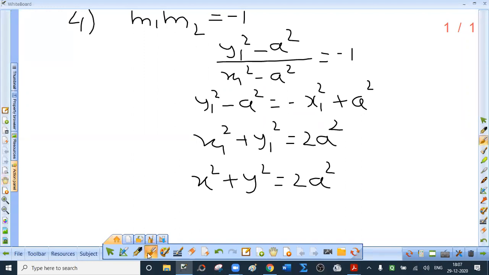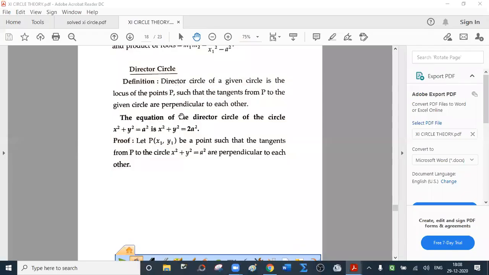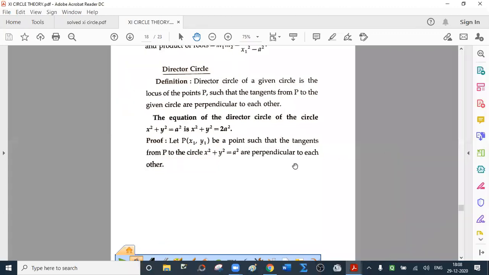Okay, this circle is called as director circle. So if you are asked what is director circle, you should say that it is the circle from which tangents to the standard circle are at right angles. So what is director circle? Director circle of a given circle is the locus of points P such that tangents from P to the given circle are perpendicular to each other. The equation of the director circle of the circle x square plus y square equal to a square is x square plus y square equal to 2a square.